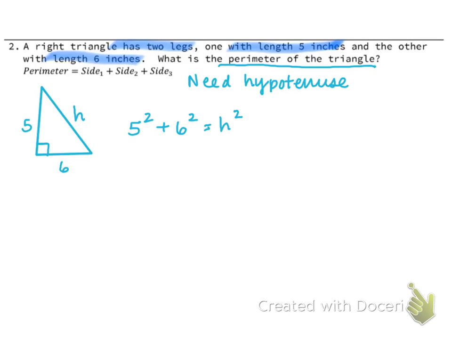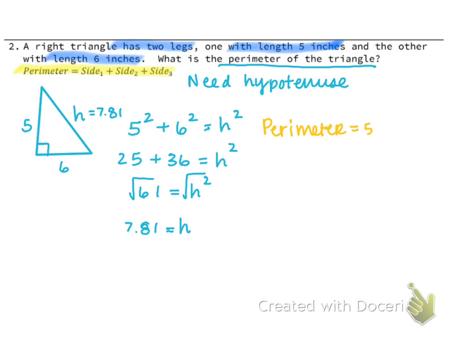So I have 5 squared plus 6 squared equals h squared. For the hypotenuse, you can use c as well if you'd like. So I have 25 plus 36 equals h squared, which gives me 61 equals h squared, and I square root both sides. I can't take the square root of 61, so I'm going to use the decimal, which is 7.81.